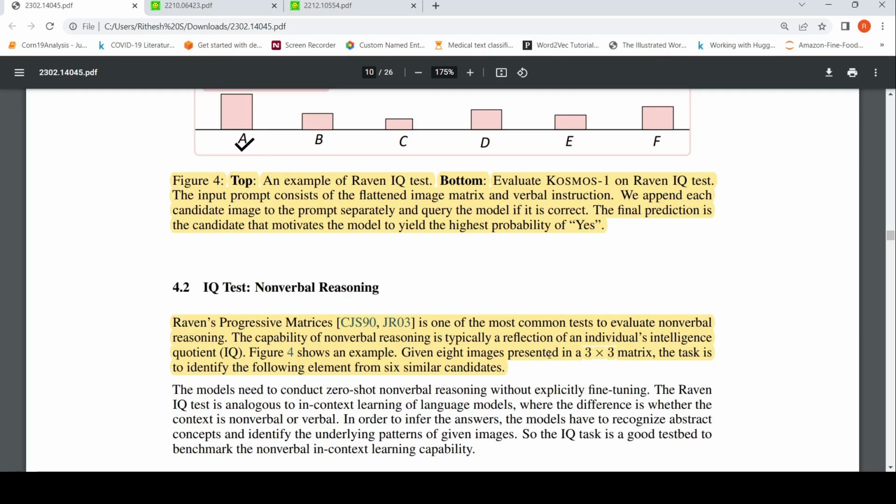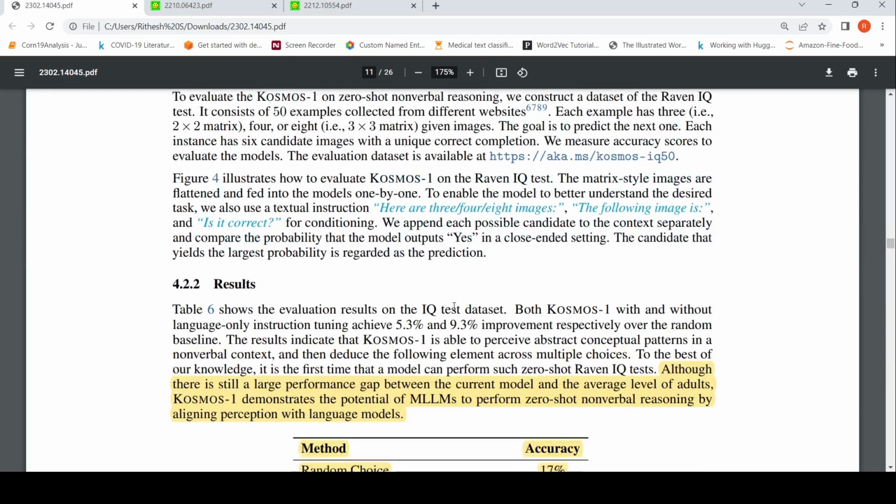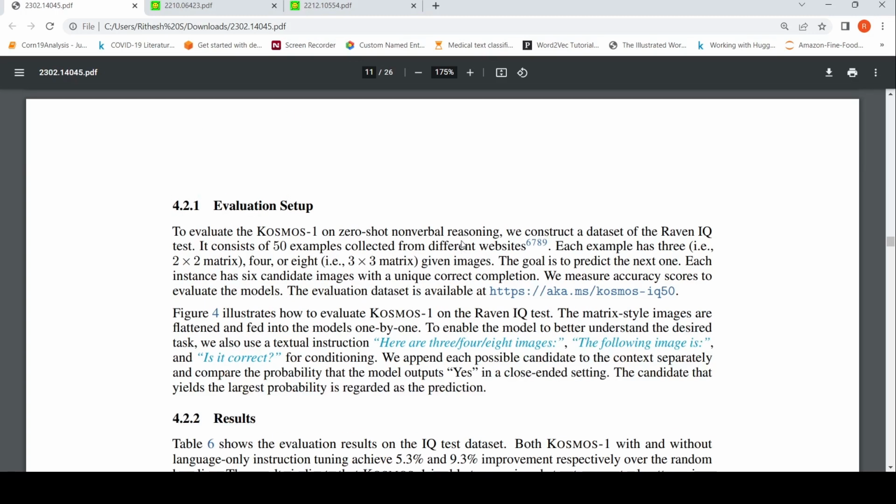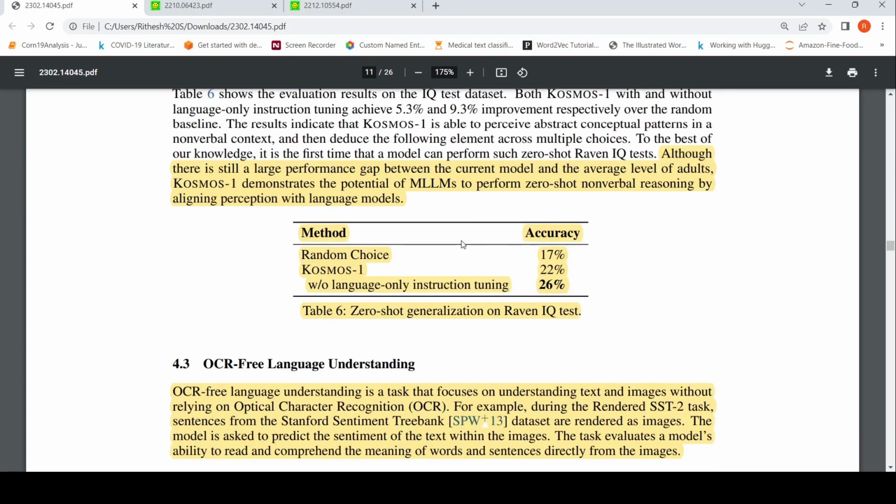So given 8 images represented in this 3 by 3, the task is to identify the following element from 6 similar candidates. So here, when they evaluated, they say that if you do random choice, the accuracy is 17%, this model is 22%, and with language only instruction tuning, it is giving 26%. So they say that compared to humans, this is really behind, but compared to other models, this is a much better result. Okay. So that is this particular Raven IQ test. This is quite interesting, even though the performance is 26%.